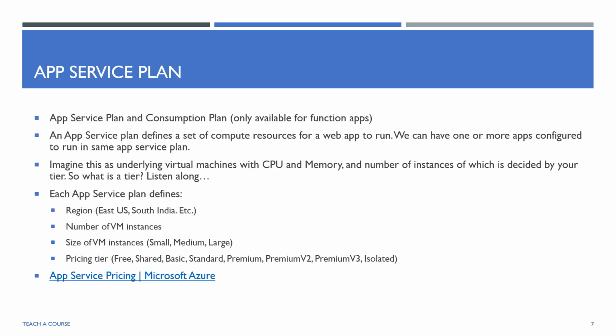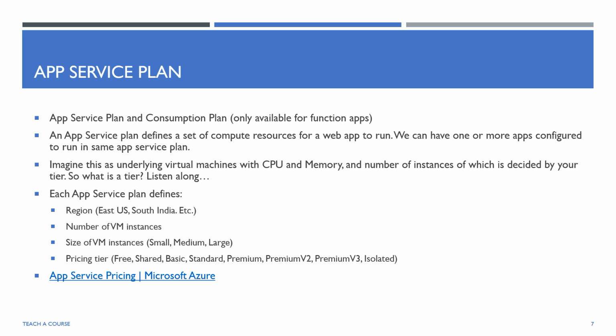So the definition of the app service plan is that it defines a set of compute resources for a web app to run. We can have one or more web apps configured to run under the same app service plan. So we are imagining this as underlying virtual machines with CPU and memory and number of instances, which is decided by your tier, pricing tier. Okay, so what is a tier? Yeah. So each app service plan, whenever you define, you have to actually select a region, number of VM instances, size of the VM instances, as well as a pricing tier, right?